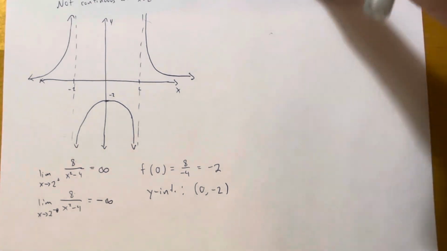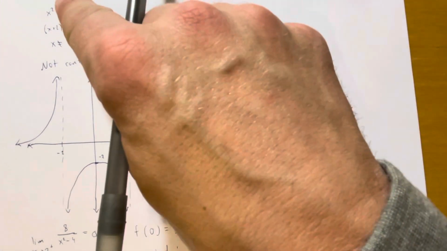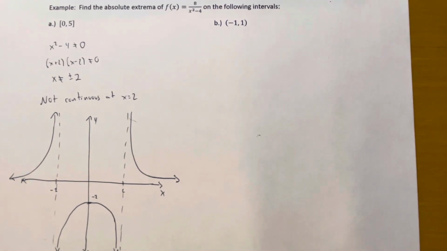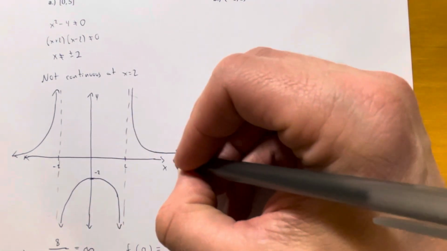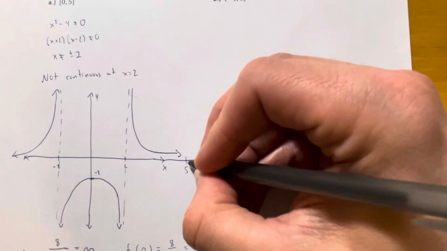Okay. With this graph now, I can take a look at this closed interval from 0 to 5 and see if I should expect to find any absolute extrema at all. So here is 0 right here. 5 would be like way out here. So I can extend that out.